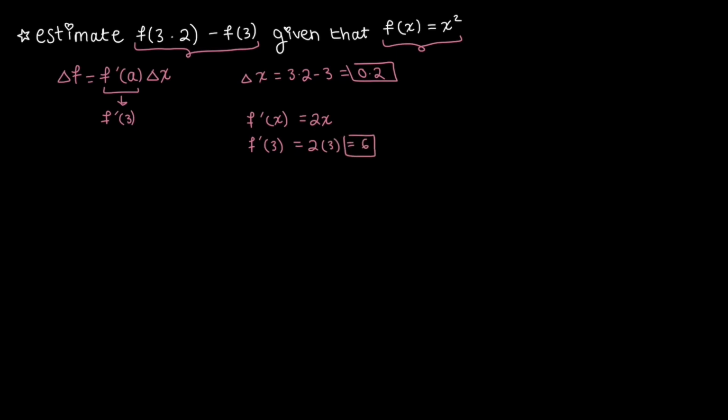And now we just plug everything into our linearization formula. So delta f, or the change in f of 3.2 minus f of 3, is equal to 6 times 0.2. And that is equal to 1.2.